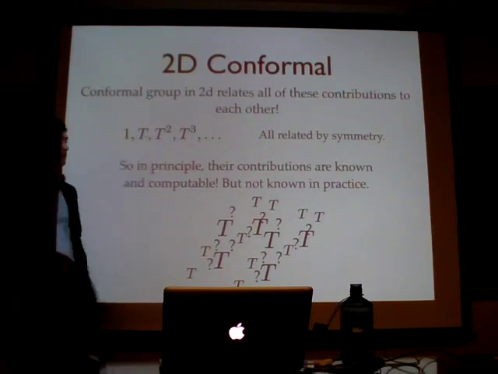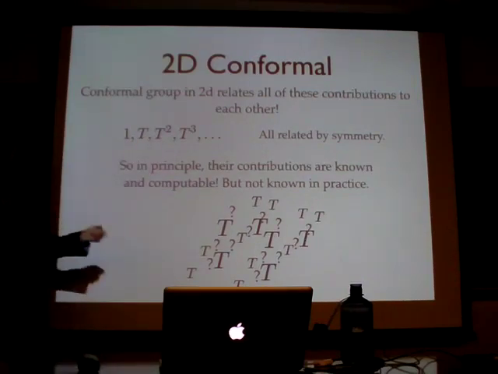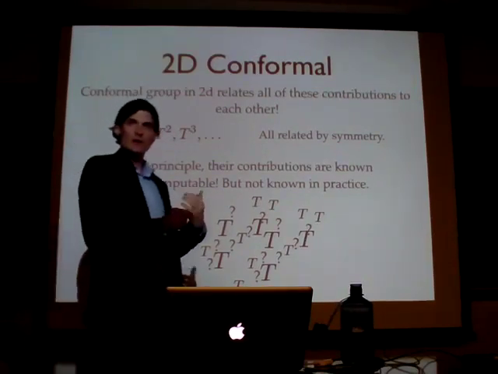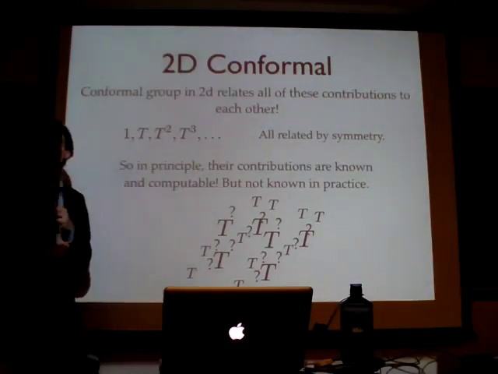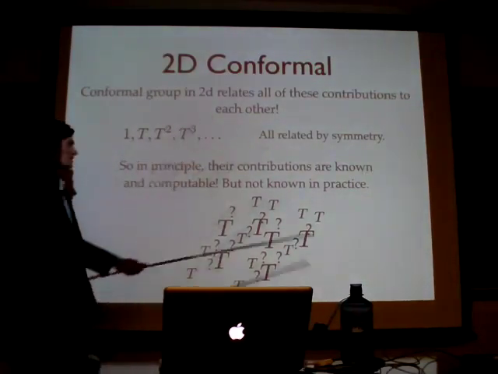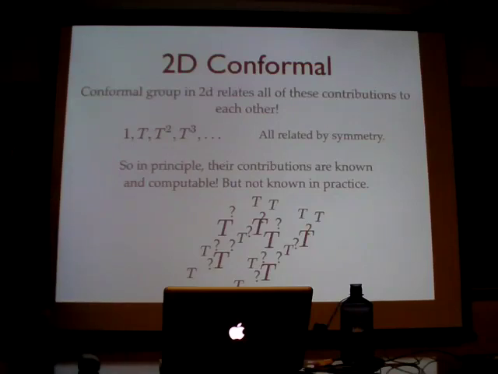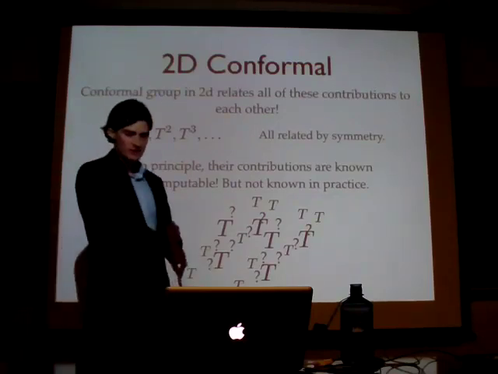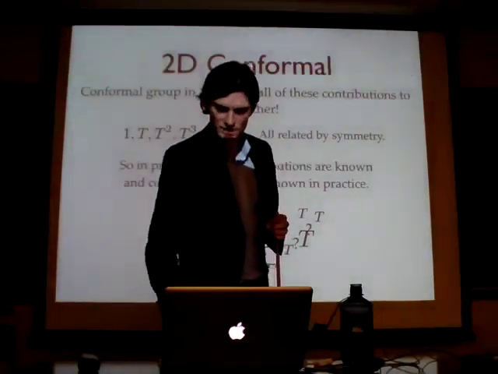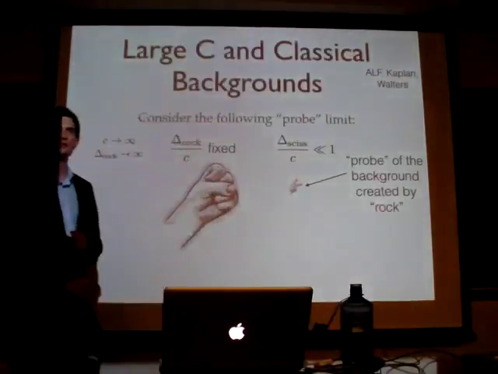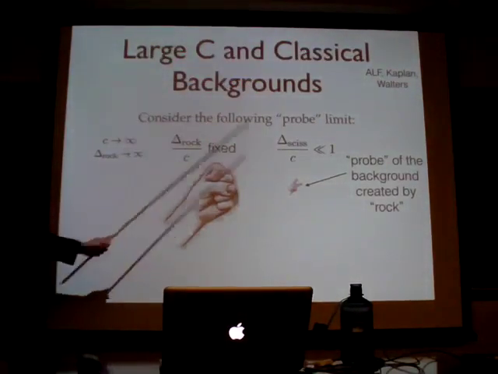So all these terms that we need to include are actually controlled completely by symmetry. So in principle, they're known and computable. In practice, there's no closed form expression for them. So we had to derive the closed form expression for our purposes. I'll show you how to do this in the following limit, which I think of as a probe limit.